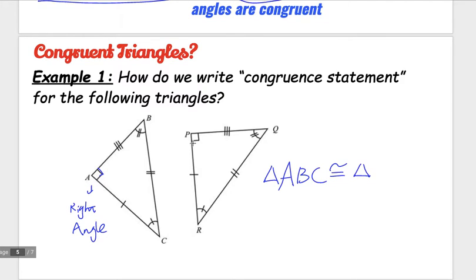Then I'm looking for the square, which is P. So I'm going to write down P. Then there's 2 marks here, and there's 2 marks, meaning B is matching to Q. So it's P, Q, R. As you can see, angle A is matching to P, angle B is matching to Q. Okay, so that's basically how I do that.